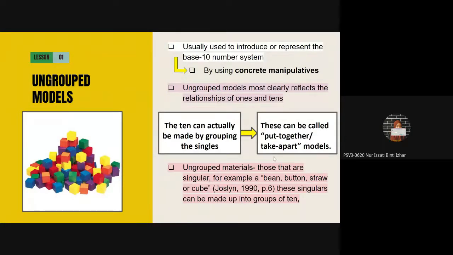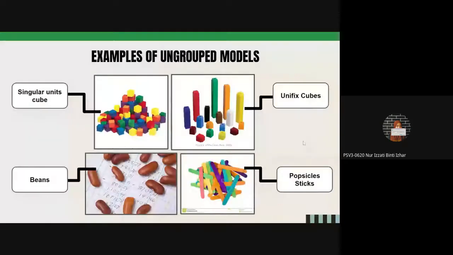For instance, the 10 can actually be made by grouping the singles. For example, if a student wants to form a group of 10 cubes, he can put 10 units of singular cubes into a group without physically attaching or gluing them together. So these can be called put together or take apart models. The concrete manipulatives used in these models are singulars. You can use beans, buttons, straws, or cubes, and these singulars can be made into groups of 10, or base 10 as we call it.